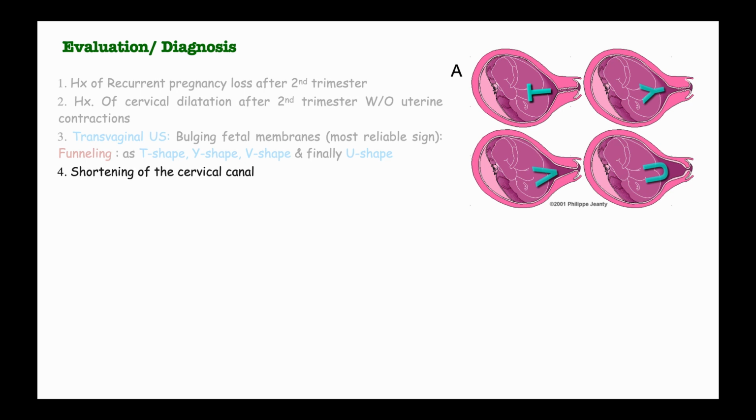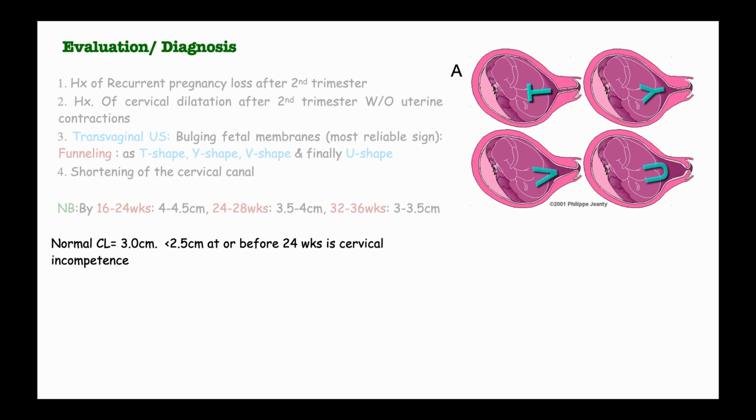Now, normally we find that by the 16th to the 24th week of gestation, the cervical length is 4 to 4.5 centimeters long, or 40 to 45 millimeters. By the 24th week to the 28th week of gestation, it is around 3.5 to 4 centimeters. And by the 32nd week to the 36th week, we find the cervical length to be 3 to 3.5 centimeters, or 30 to 35 millimeters. And so we say that on average, the normal cervical length should be at least 30 millimeters, or 3.0 centimeters. And so cervical incompetence is defined when the cervical length is less than 25 millimeters, or 2.5 centimeters, at or before 24 weeks of gestation.